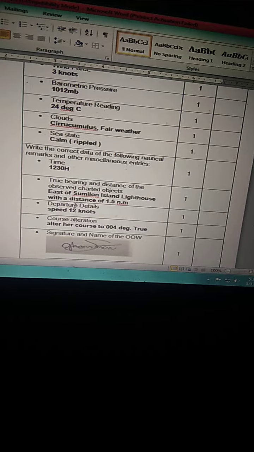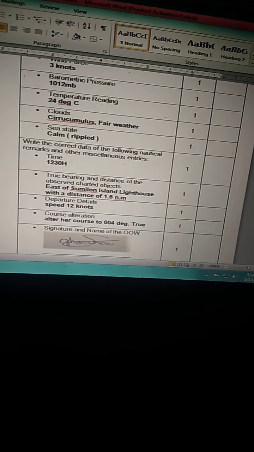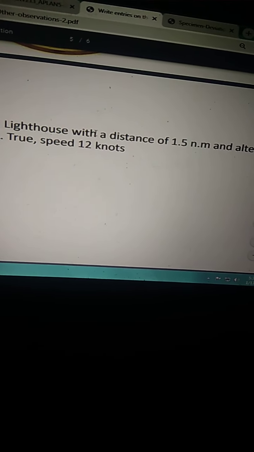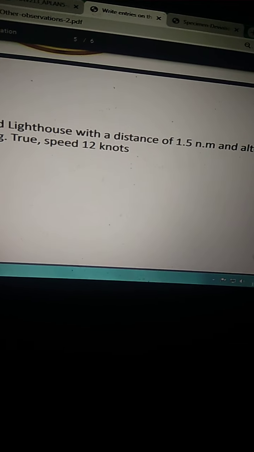then we find the East Milon Islands. We get that from here. Alter her course to 004 degrees and the true speed of 12 knots.